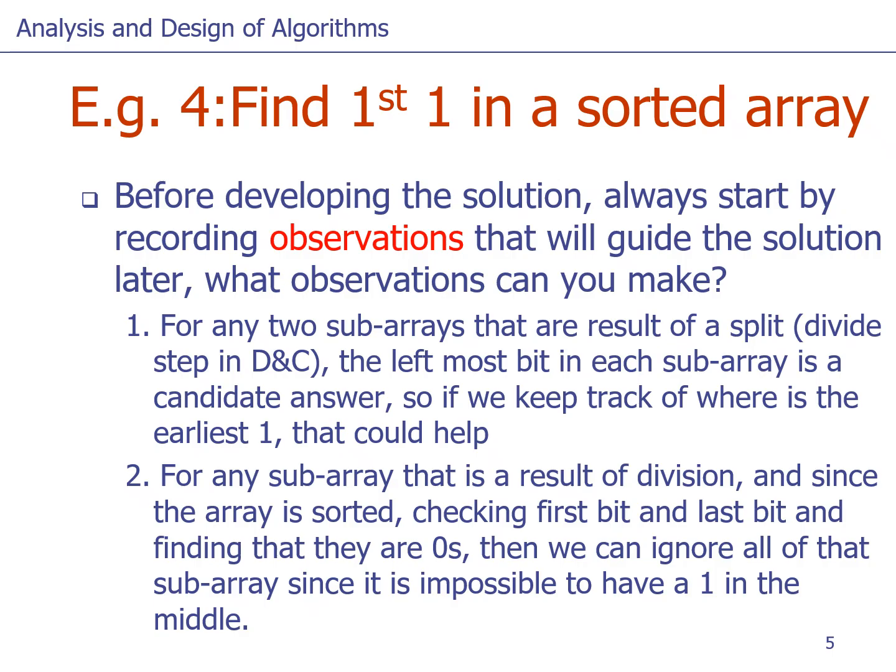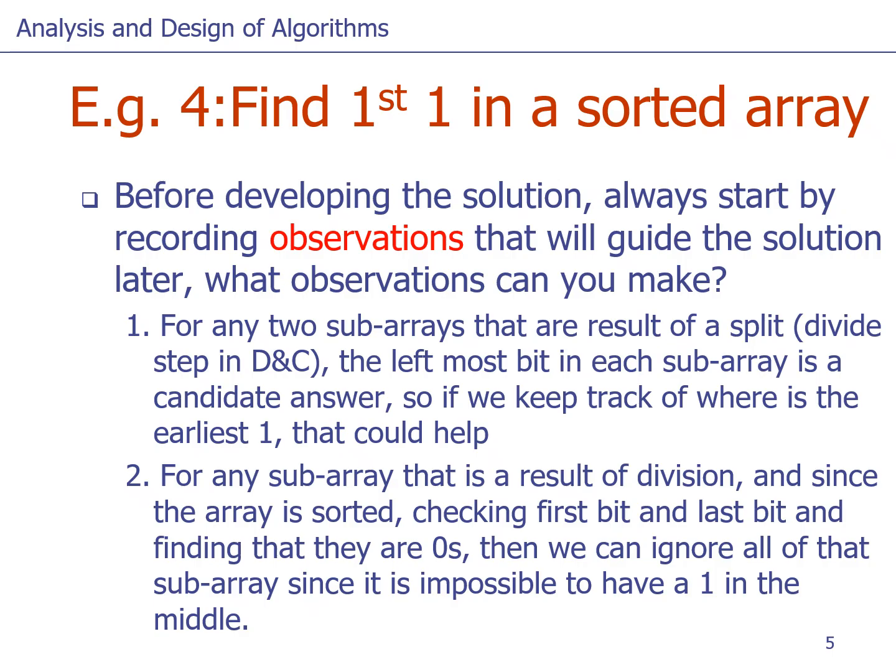Now, if I find the first one is 1 and the last one is 1, which is more important? It's actually the left one, because I'm looking for the first one to the left, because that would be the first one in the array. Okay? So these two observations, let me read the second one. It says, for any subarray that is the result of a division, and since the array is sorted, checking first bit and last bit and finding that they are zeros, then we can ignore all of that subarray. Okay, so this is the one I started by explaining, since it's impossible to have a 1 in the middle.